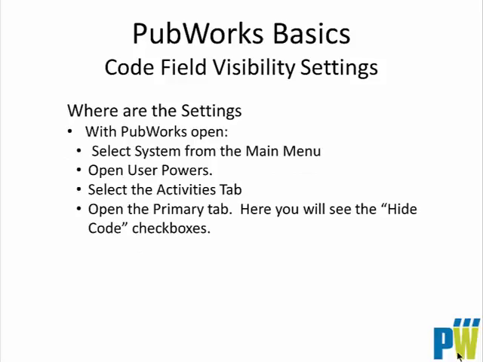So where are these settings? Well, if you have PubWorks open, select the main system menu at the very top, go to User Powers, select the Activities tab, and this is important, open the primary tab because there's two tabs. There's a primary and a secondary tab. This is located on the primary tab, so make sure you've got the right one open.